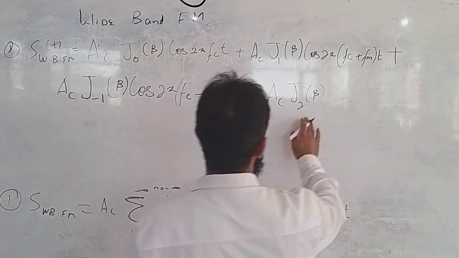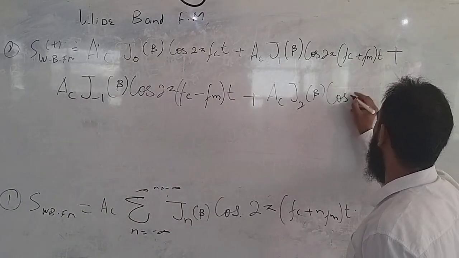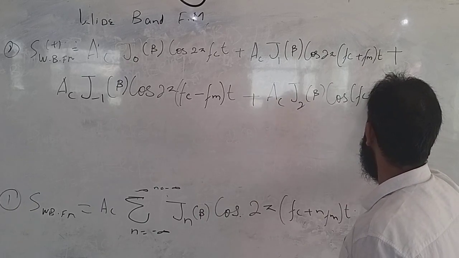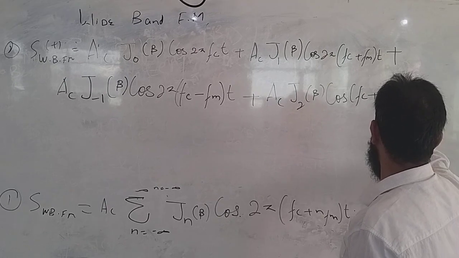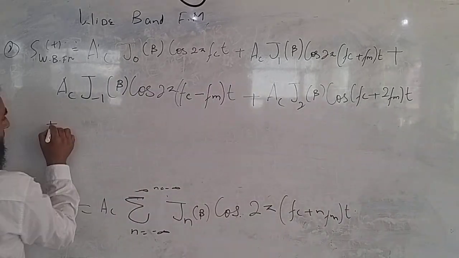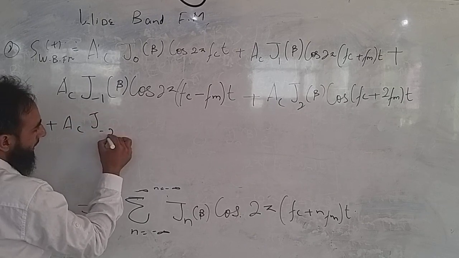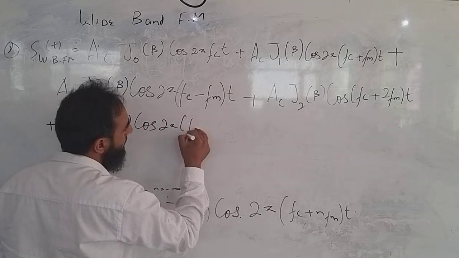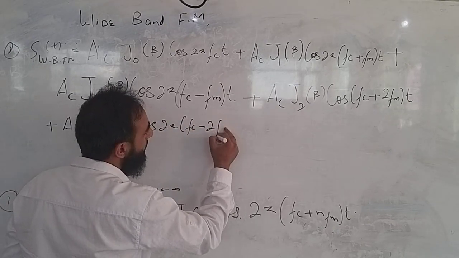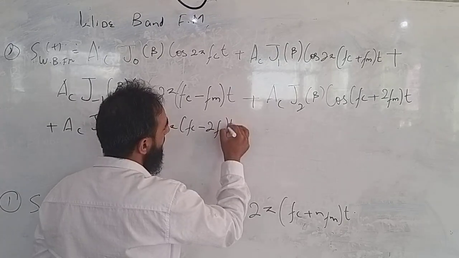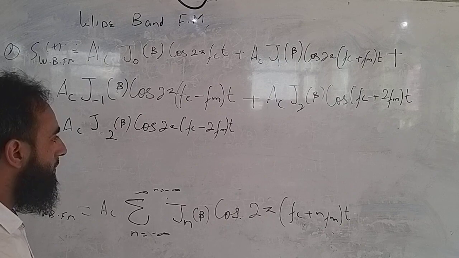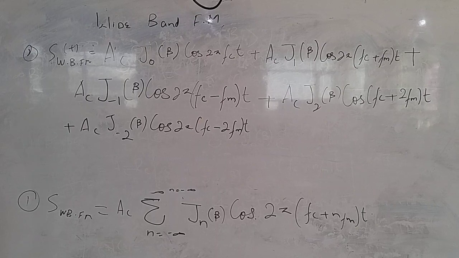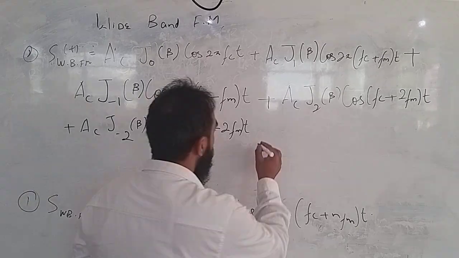So it is A_C J2 of beta cos of 2 pi fc plus 2 times fm of t, and if I continue, plus A_C J of minus 2 of beta cos of 2 pi fc minus 2 times fm of t. Plus will not come, minus will come.